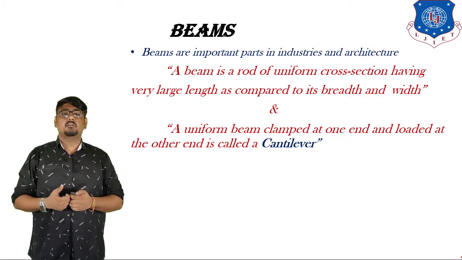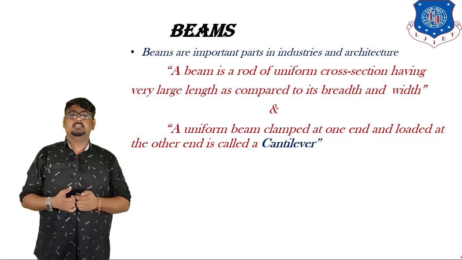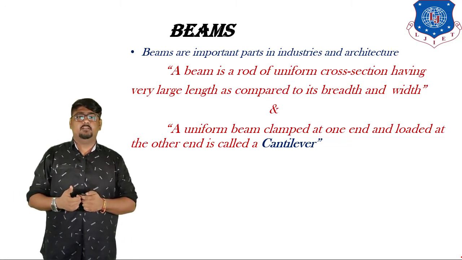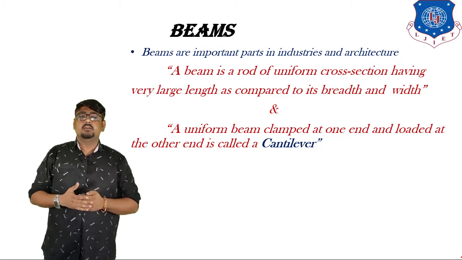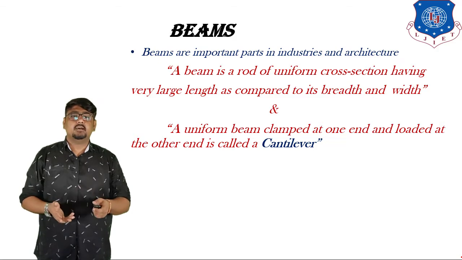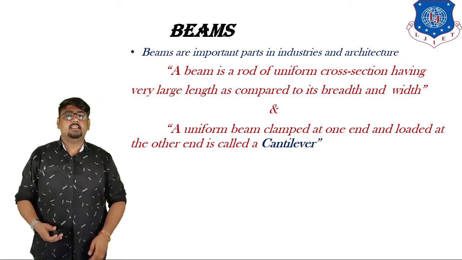A beam is a rod of uniform cross section having very large length as compared to its breadth and the width. And a uniform beam clamped at one end and loaded at the other end is known as a cantilever.